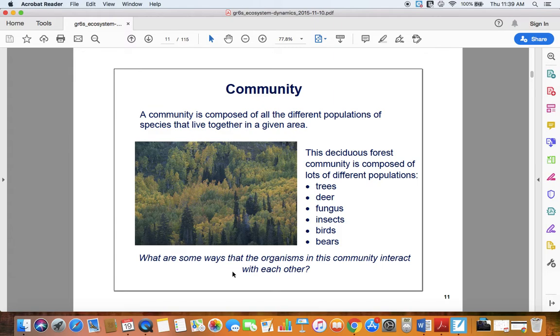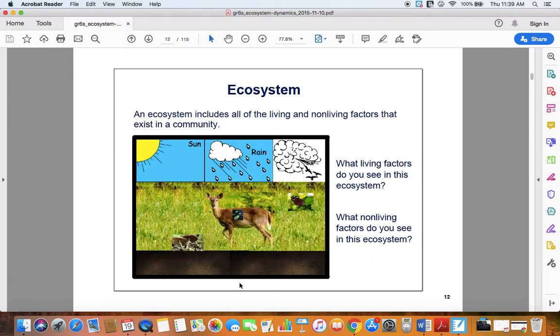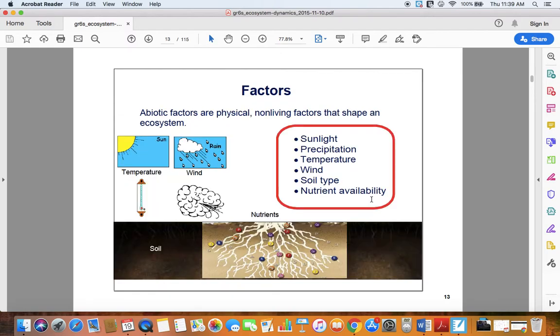Now an ecosystem, getting more general. An ecosystem includes all of the living and non-living factors that exist in a specific community. So taking a look at this picture and the things I've added in, see if you can identify the living factors and the non-living factors within this environment. Let's take a look at the non-living factors first.